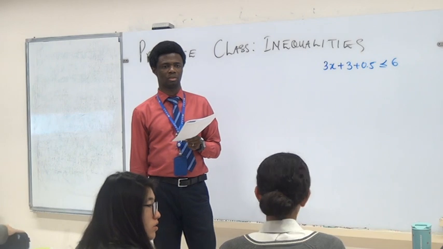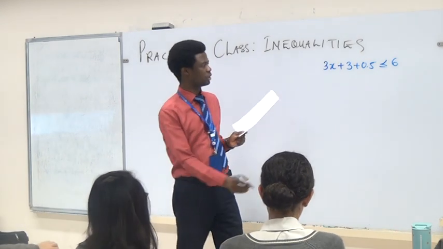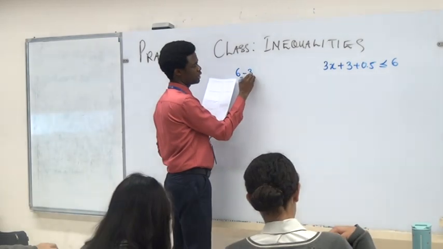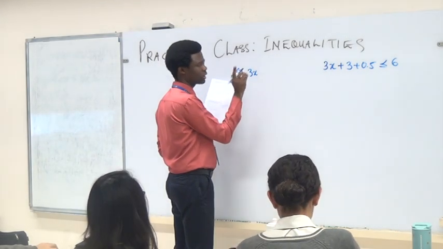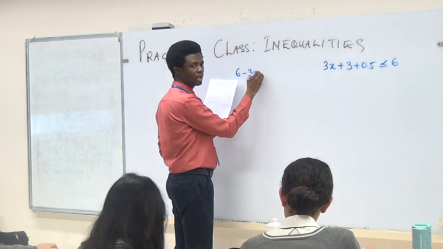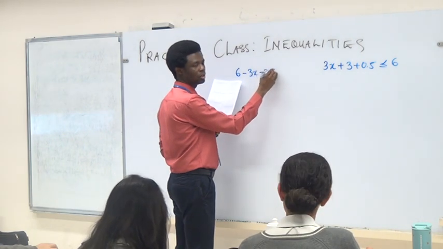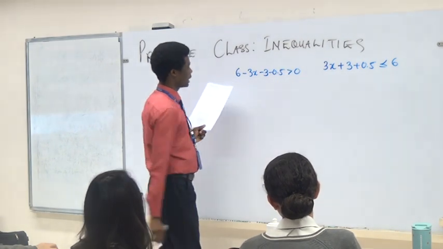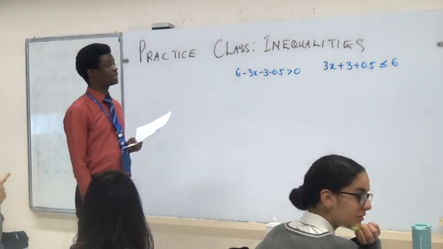Not just smaller. Can you write it the other way around? What do you mean the other way around? Subtract: 6 minus 3x, minus 3, minus 0.5, is larger than 0. Yes. Or larger or equal? Larger or equal to 0.